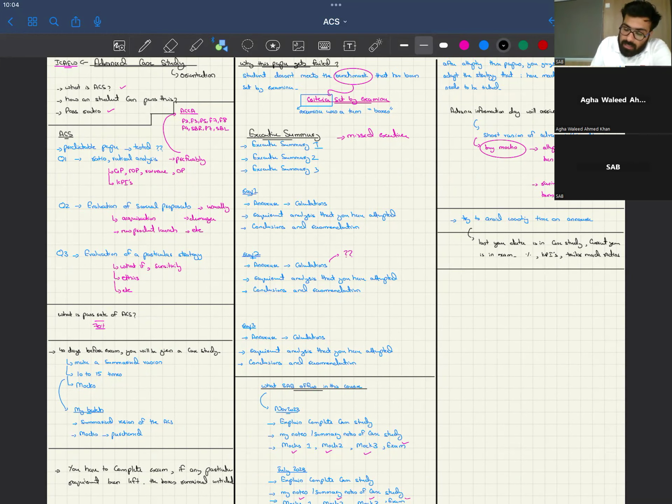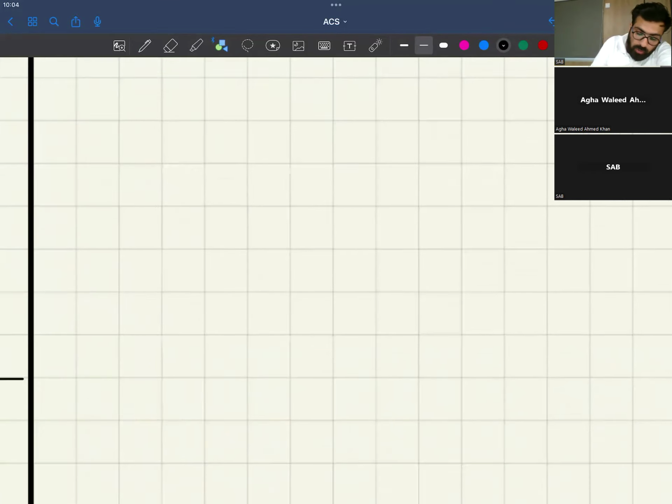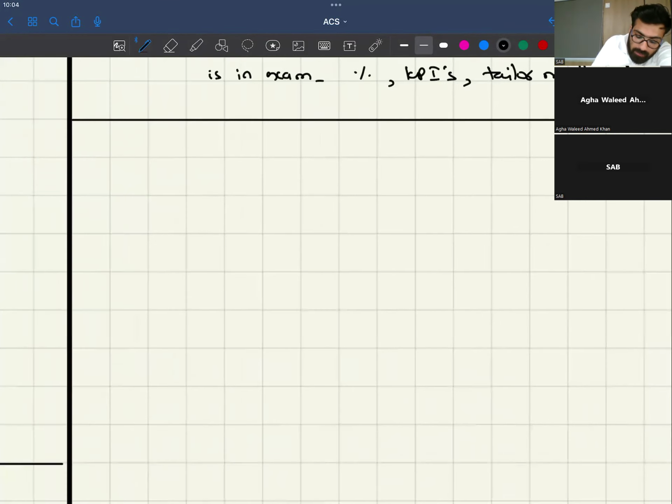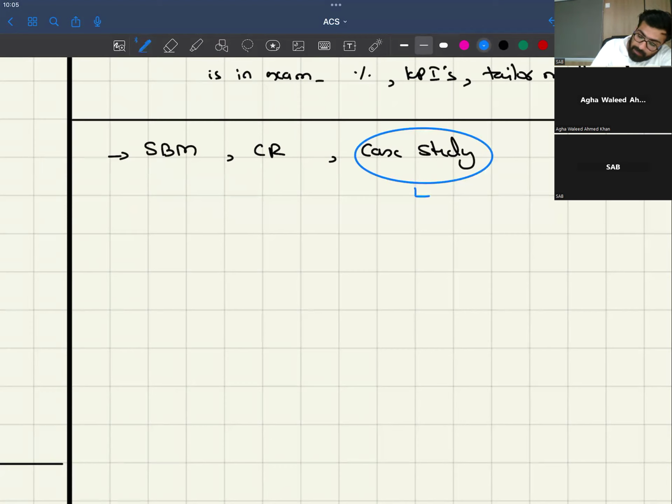Now, a lot of students asked what should be the pattern to attempt this paper? See, this paper cannot be attempted without the ICAEW's contract, right? You should be in the last year of the contract. So ideally, you should attempt SPM first, then CR, and then the case study. This is the ideal thing. But again, the case study is easy, but a technical one.